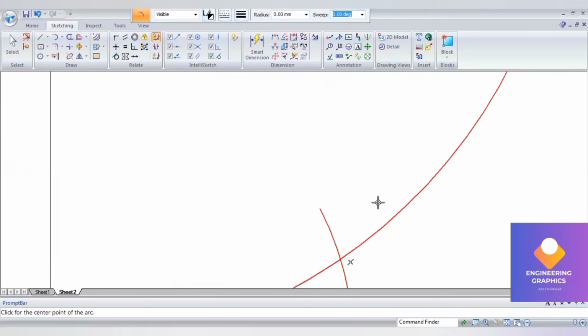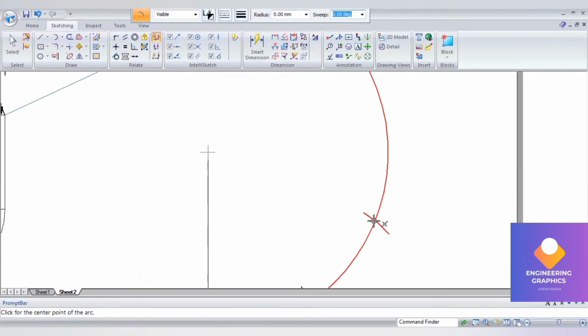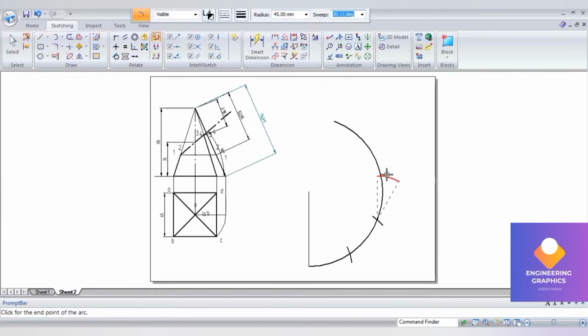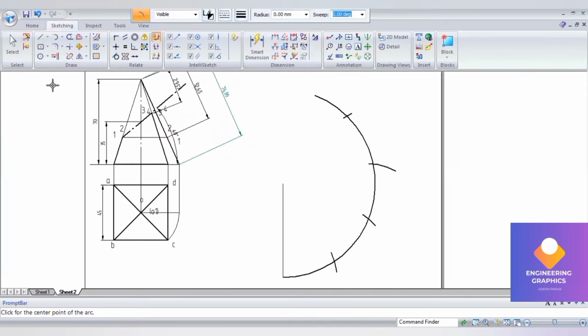Now after cutting the first arc, I am again measuring the radius of 45 and cut the arc, and again take 45 and cut the arc. Again you can type 45 and cut the arc. You can join these cut points with the straight line. I'll make this as thin.